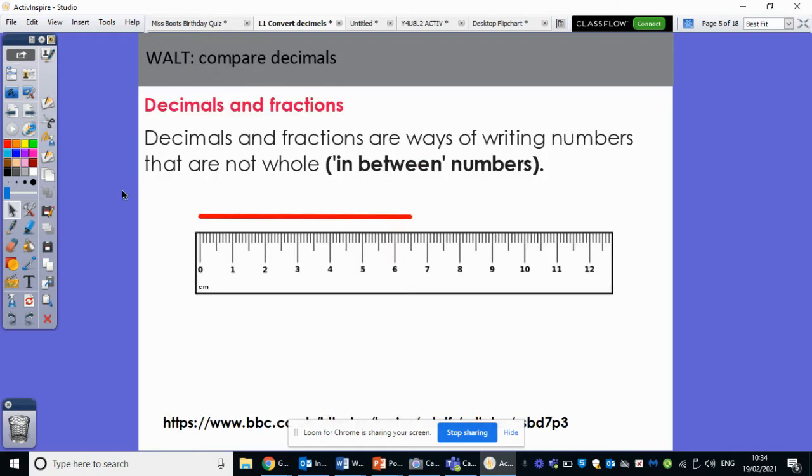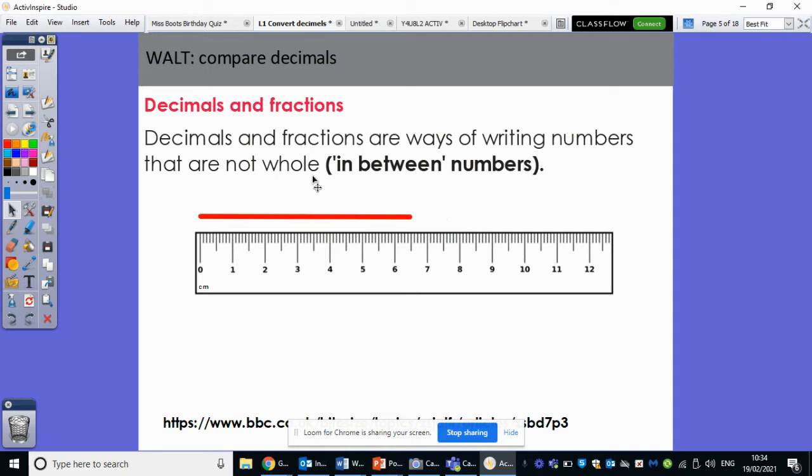So we're going to be looking at decimals today. Decimals and fractions have a lot in common. Both are ways of writing numbers that are not whole numbers, so we can casually call these in-between numbers. If we have a look at this red line in the middle of the page, if I were trying to measure it, I couldn't say that it's 6 centimeters long because it's greater than 6 centimeters. But I couldn't say that it's 7 centimeters long either because it's less than 7 centimeters. So we can use either fractions or decimals to help us out with this.